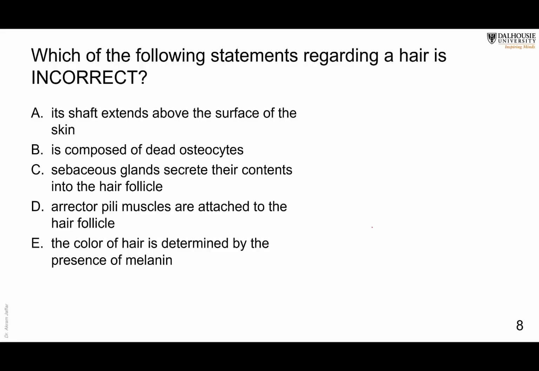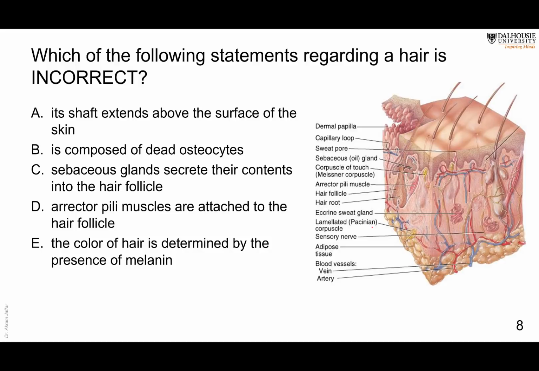Which of the following statements regarding a hair is incorrect? Its shaft extends above the surface of the skin. That is true. The shaft of the hair, as you can see here, extends above the surface of the skin. It is the root of the hair that lies below the surface of the skin.